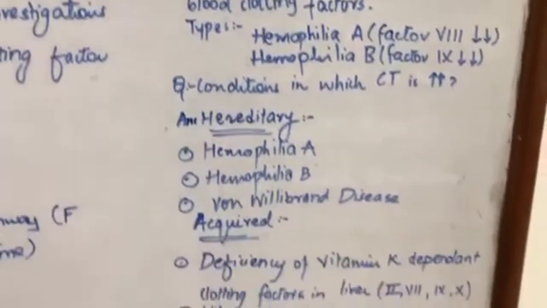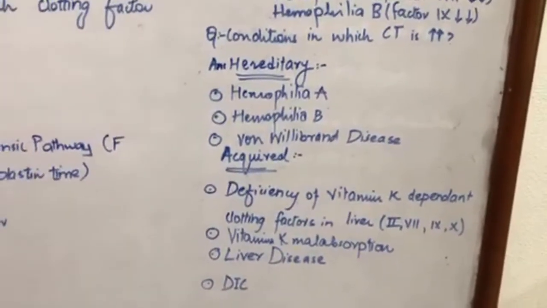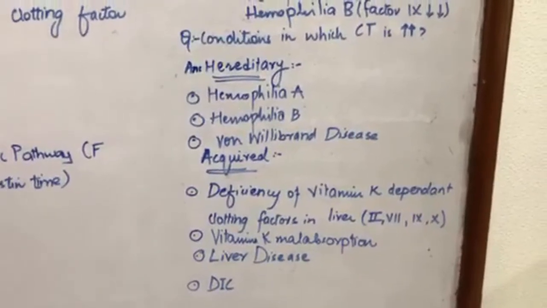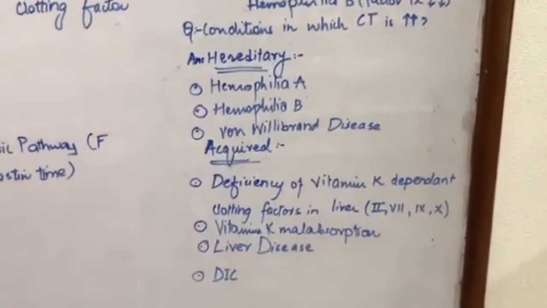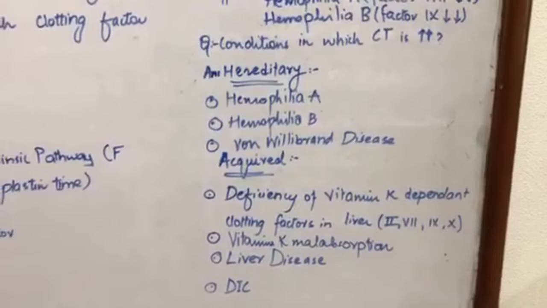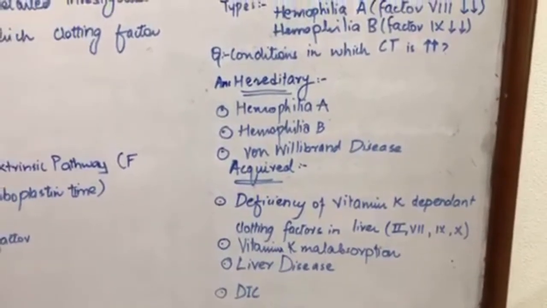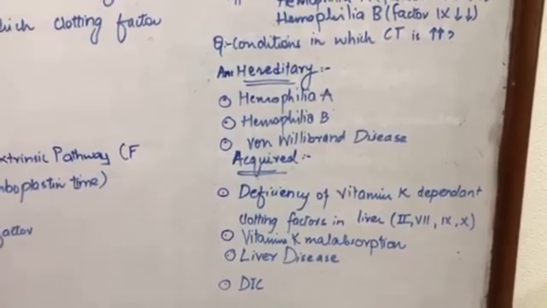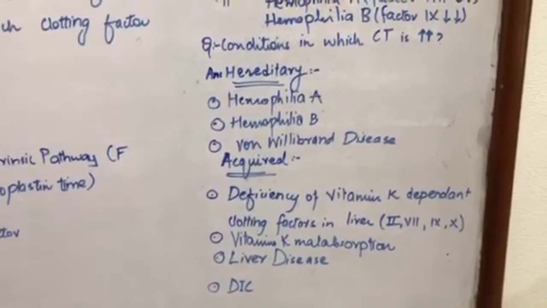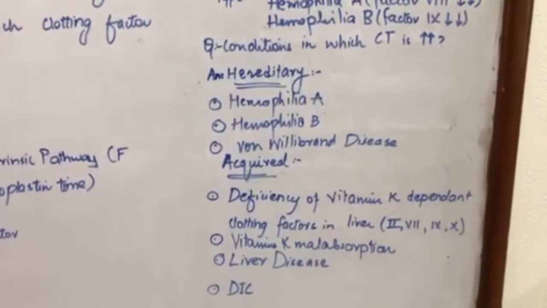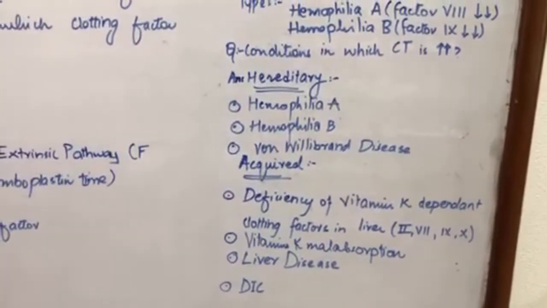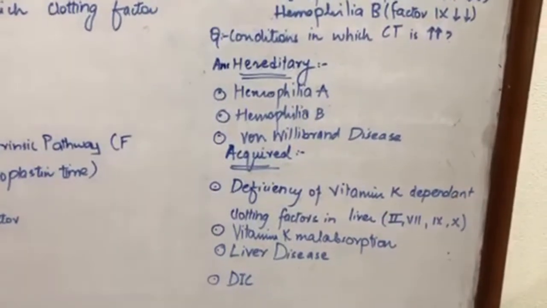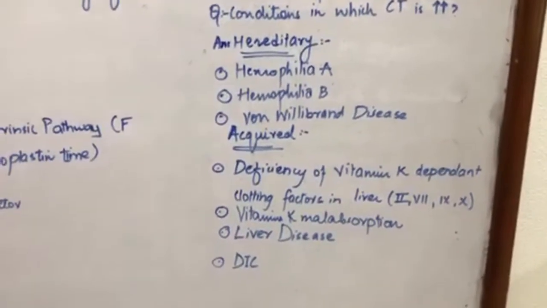The second question is, what are the conditions in which clotting time is increased? There are two kinds of conditions. One is hereditary and the second is acquired. In certain people, there is deficiency of clotting factors from birth. That is, there are certain hereditary diseases, and these include hemophilia A, hemophilia B, and von Willebrand disease.